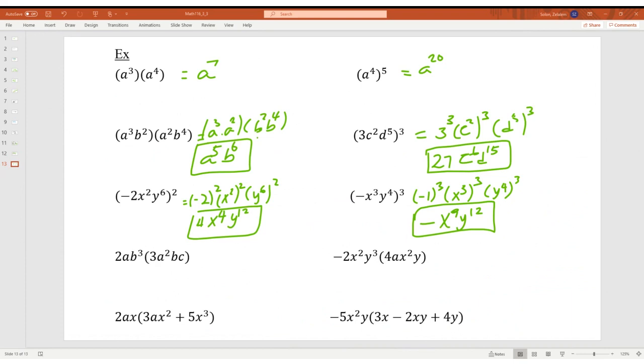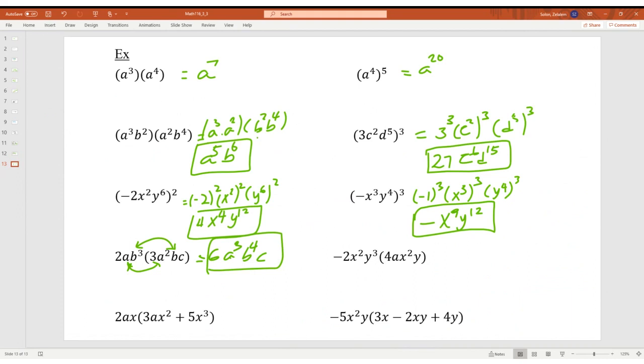Now, let's see the next example. We are going to do the same thing, but let's combine them first. 2 times 3 is 6. Now I have a times a squared. So you have 1a and 2a's, so you'll have 3a's, a to the power of 3. And b cubed times b, so you have 3b's and we are adding 1b, so it becomes b to the power of 4. And finally, we have c by itself. Okay, that's the answer. 6a cubed, b to the power of 4.